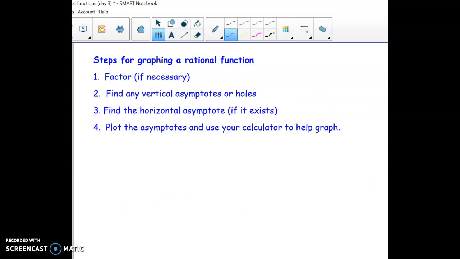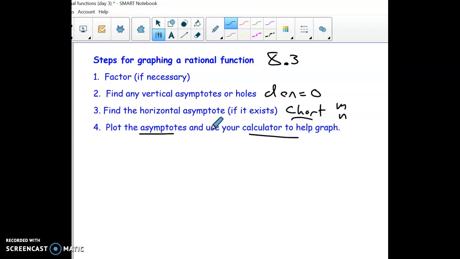Okay, so I want to do a couple more graphing ones with you from section 8.3, and this is the big picture of it. You'll factor the numerator and denominator as needed. Vertical asymptotes or holes are when the denominator is equal to 0. And then for the horizontal asymptote, you'll use that chart, that M N chart. That chart will be given to you on the test, by the way, so you don't have to memorize it. And then you'll plot the asymptotes and graph the rest of it with your calculator. So as always, have out a graphing calculator for this lesson.